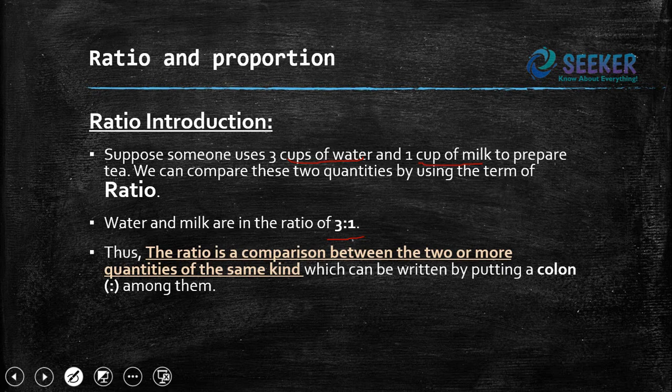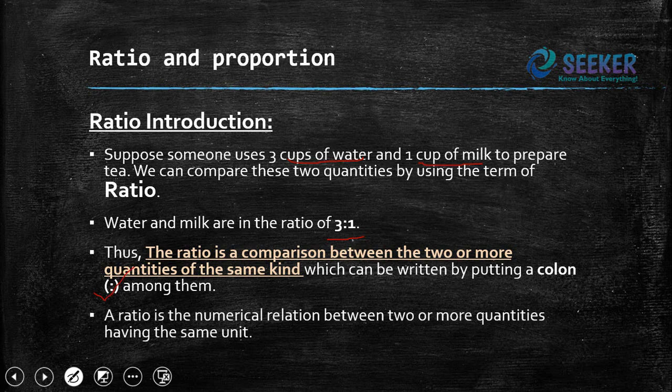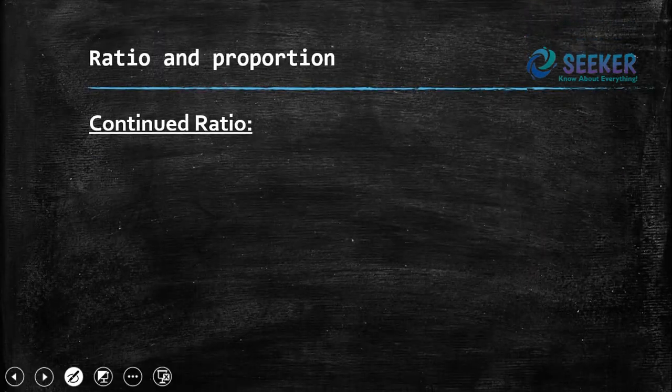The simplest definition of ratio is that ratio is the comparison between two or more quantities of the same kind, which can be written by putting a colon between them. This sign is known as colon. While it must be noted that ratio is between quantities of the same unit. The unit must be the same.